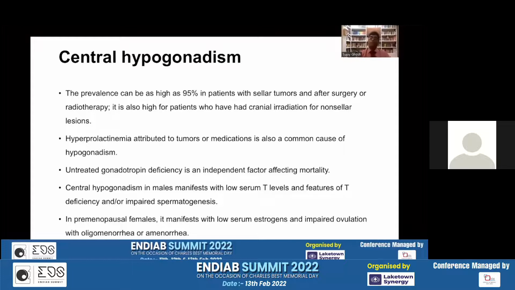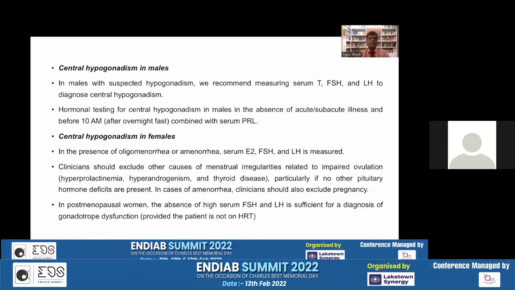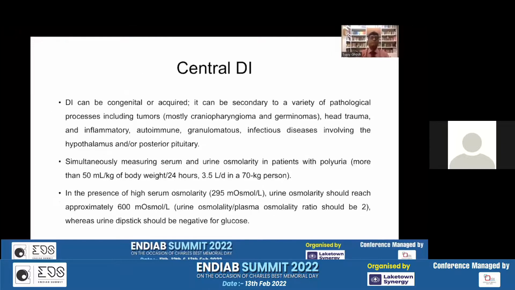In men, you tend to look at low testosterone levels combined with a low LH and FSH. In females, it becomes more difficult. Maybe you go for withdrawal bleeding with a progesterone and find that the individual is not responding, but responds to a combined estrogen and progesterone. That might be one of the ways of diagnosing central hypogonadism. Hypogonadism in males, like I've already said, you go for a test for LH, FSH, and testosterone to diagnose it. In terms of women, it sometimes becomes more difficult to diagnose.